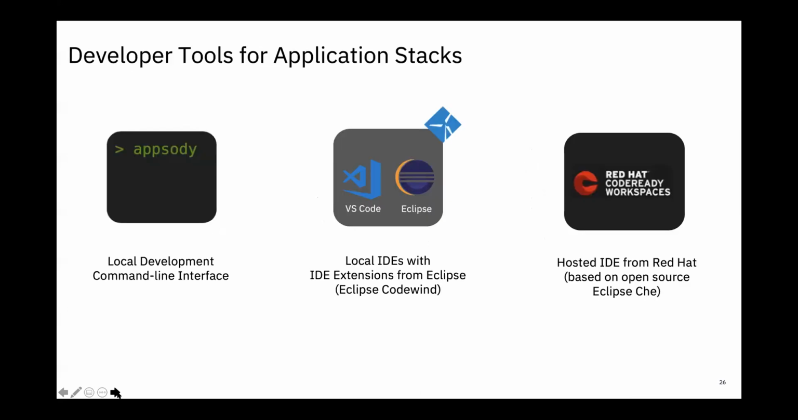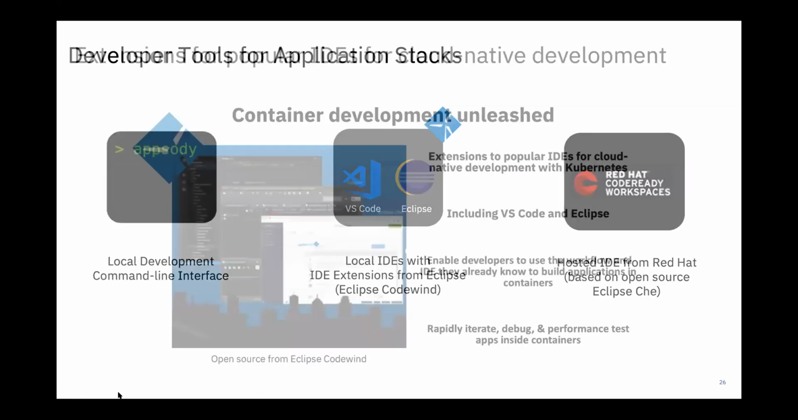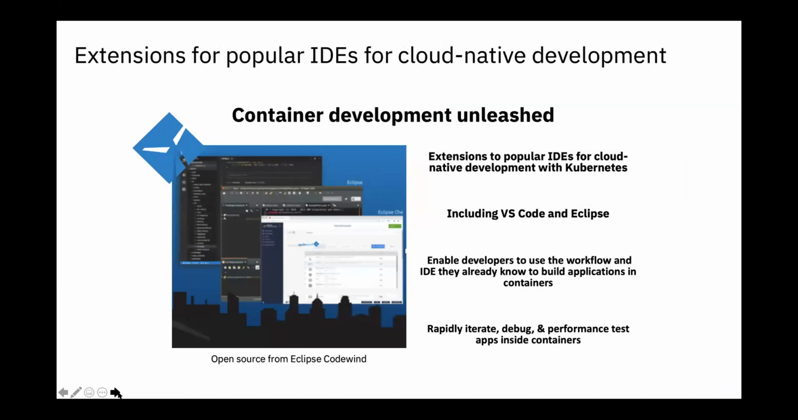We deliver a set of tooling to support those stacks, to enable the developer to do things. We have a simple command line interface, which is what I prefer to use. We have a set of local IDEs like Eclipse, IntelliJ, and VS Code. And for those cases where you want a hosted environment, there is Code Ready Workspaces from Red Hat, which is based on Eclipse Che. It's an entire IDE.